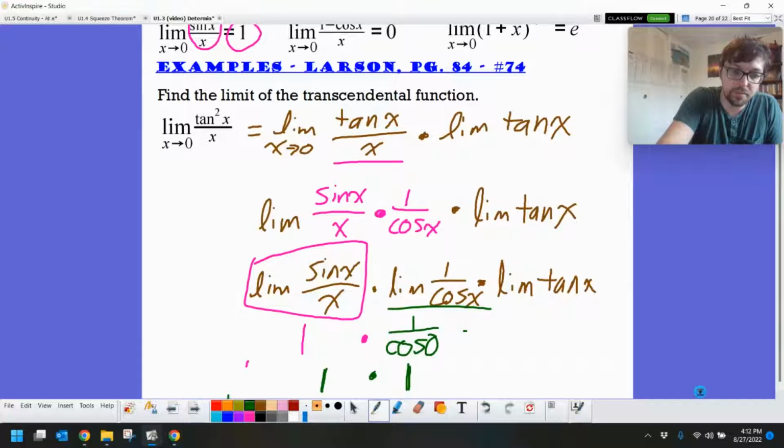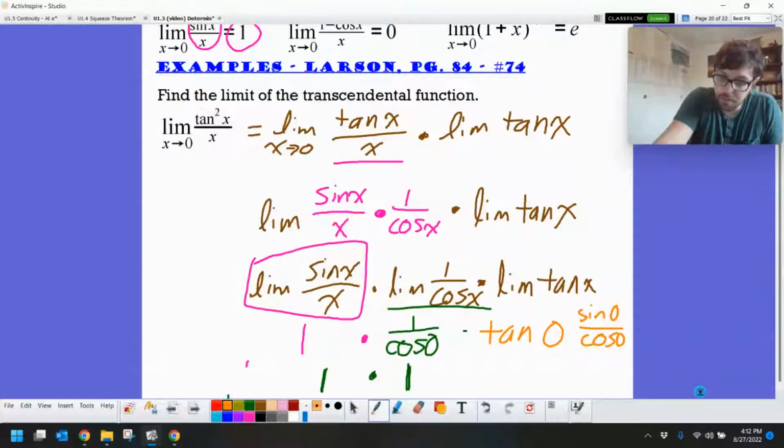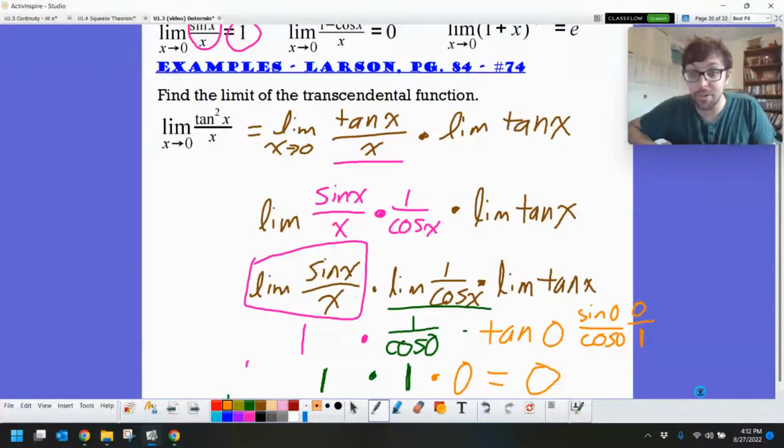Multiplied by the tangent of 0, again using direct substitution. What is the tangent of 0? Well, the tangent of 0 is the sine of 0 over the cosine of 0. Cosine of 0, we just talked about, is 1. Sine of 0 is 0, so that's just 0. And after all of this, this limit ends up just being 0. Well, fine. I still got a limit, though.